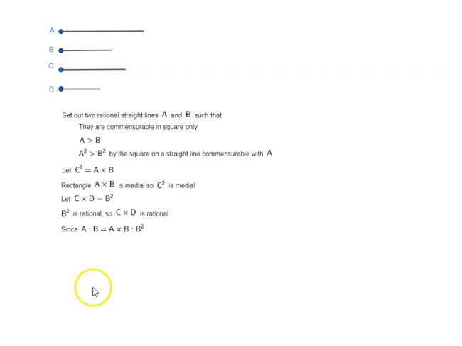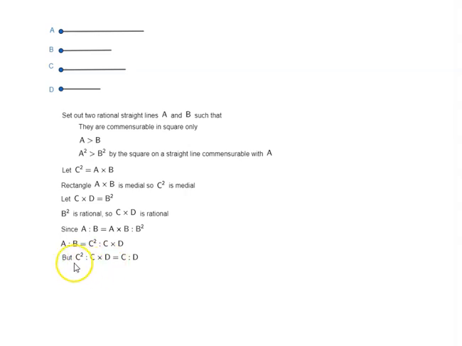Now let's look at proportions. A is to B is equal to A times B is to B square. A and B have the same ratio as the rectangle A by B has to the square on B. A by B is what? The rectangle A by B is equal to the square on C. So we substitute that. B square is what? The rectangle C by D. So our proportion becomes A is to B is equal to C square is to C by D.